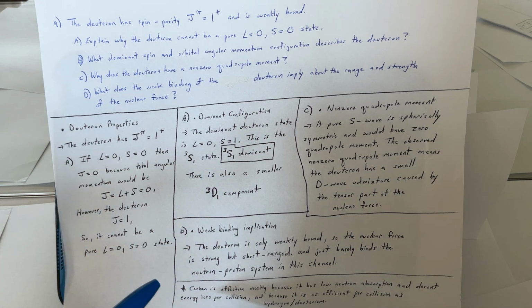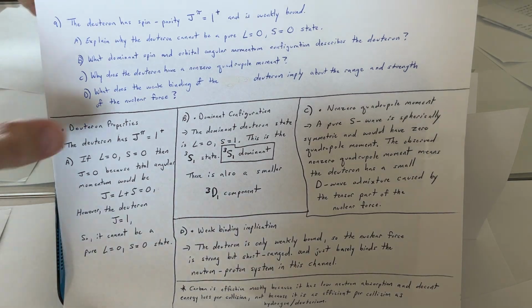And just as an extra note here, carbon is effective mostly because it has low neutron absorption and decent energy loss per collision, not necessarily because it is as efficient per collision as hydrogen or deuterium. Okay, so that's number 9. Moving along to number 10.